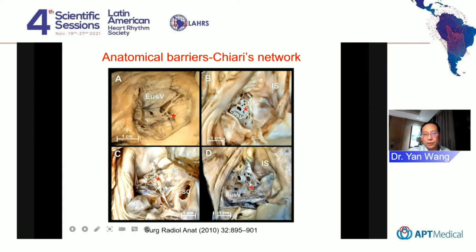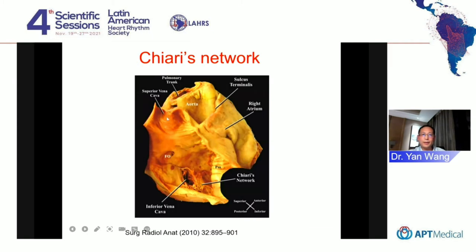Sometimes it's very difficult because the catheter is trapped in the network, whether you use an ablation catheter or a coronary sinus catheter. If you rotate and become trapped in the network, the network may hamper your catheterization. However, only 1 or 2% of patients have this Chiari's network. Also, we can see here the Chiari's network is very close to this area.